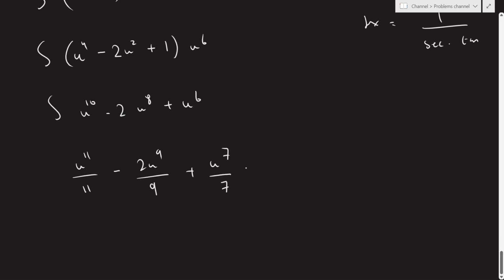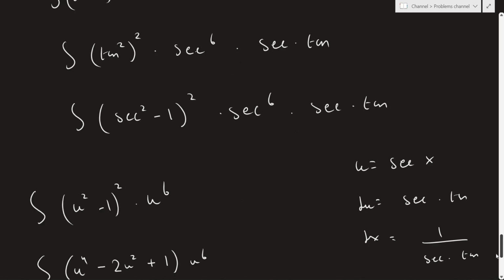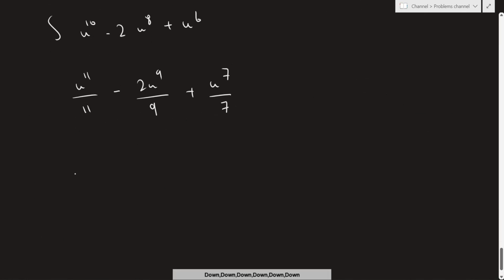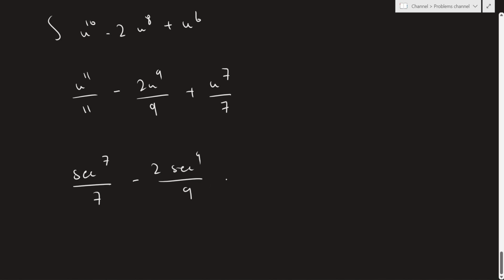So let's rewrite this and change u. So we chose u to be secant, right? Or tan. Yeah, secant. I'm going to change from least to greatest power. So secant power 7 over 7 minus 2 secant power 9 over 9. And then finally plus secant power 11 over 11 plus c. And that's it.